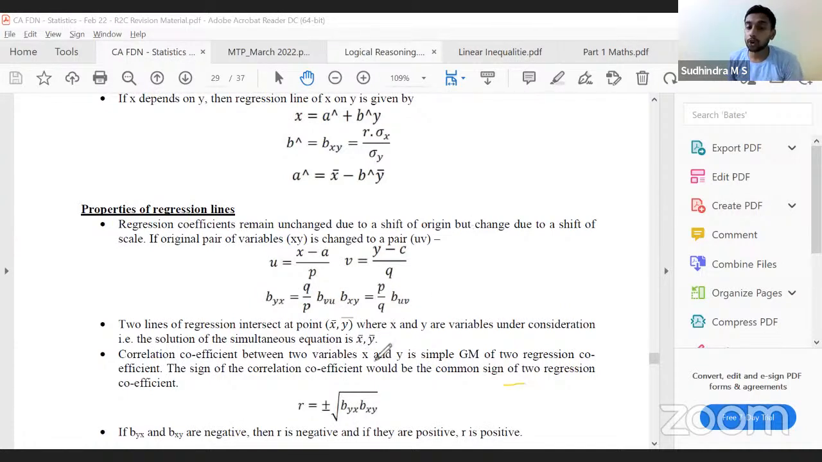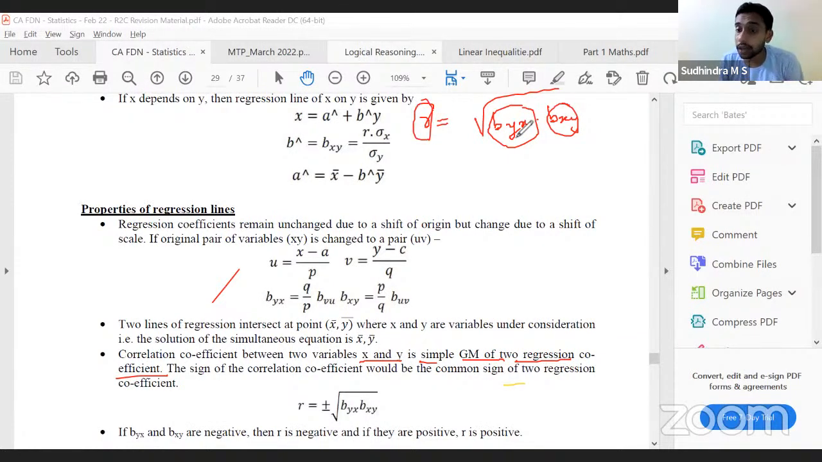The correlation coefficient between two variables x and y is the simple geometric mean of the two regression coefficients. So r is equal to the square root of byx into bxy. If they have given us bxy and byx, to calculate r I just multiply them and take the square root. Or if they have given one of the regression coefficients and r, to calculate the other one I use this particular relationship.